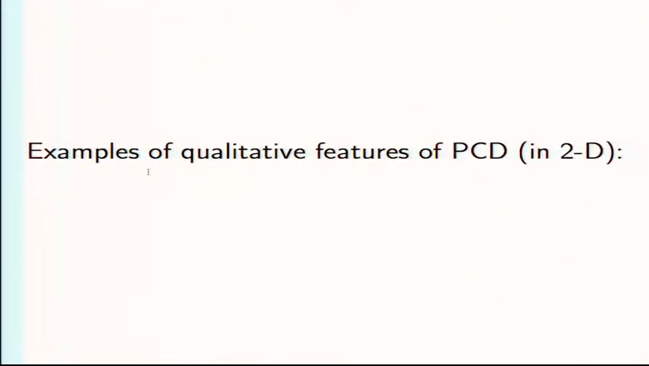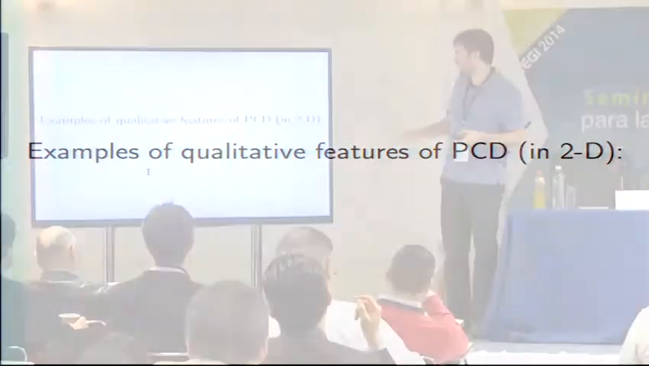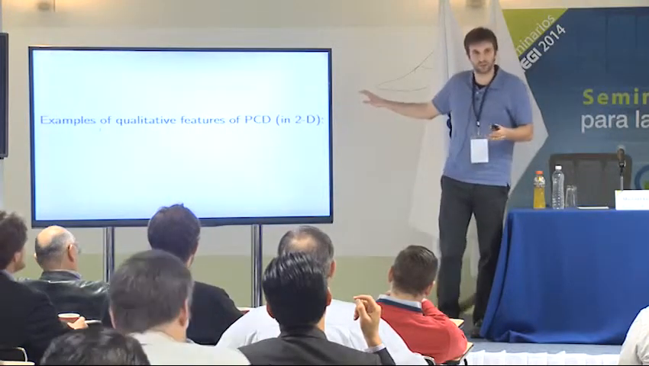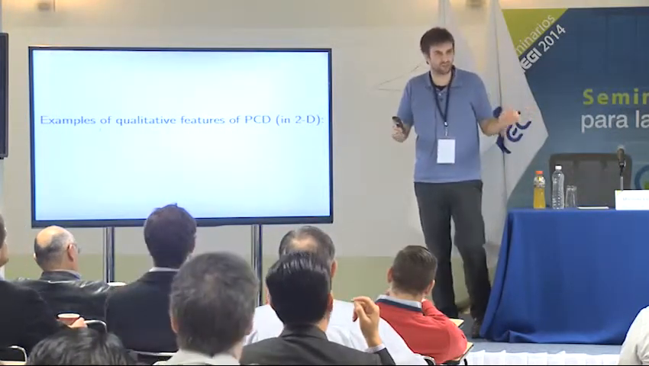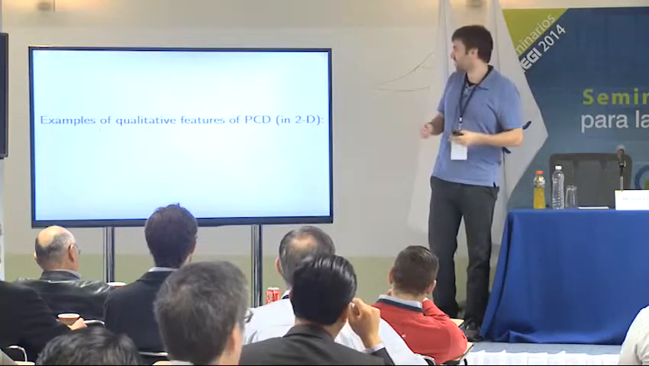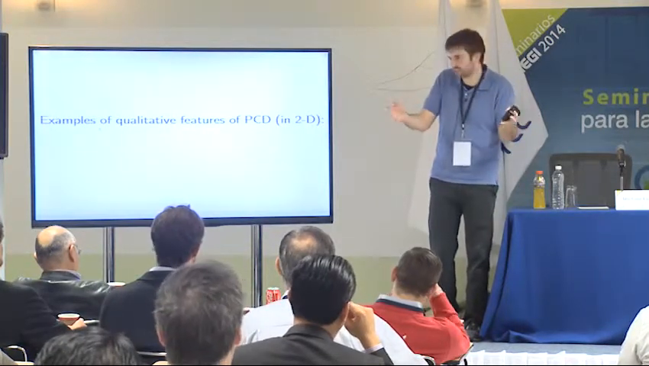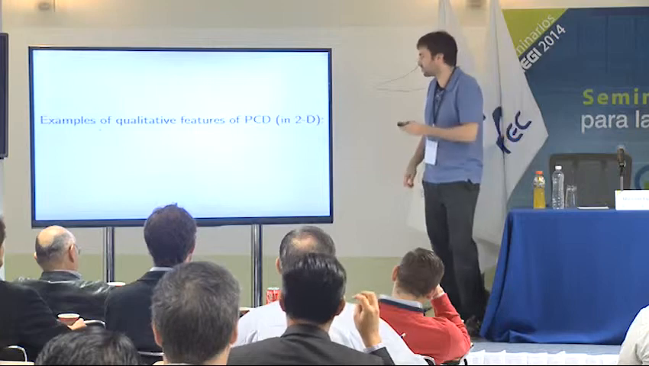So let's begin with several examples of the kinds of qualitative features of point cloud data that we consider in topological data analysis. And I'll show you examples in 2 dimensions just because it's easy to draw things there. But analogs of these kinds of examples live in higher dimensional space as well.